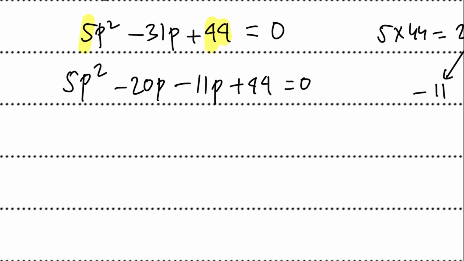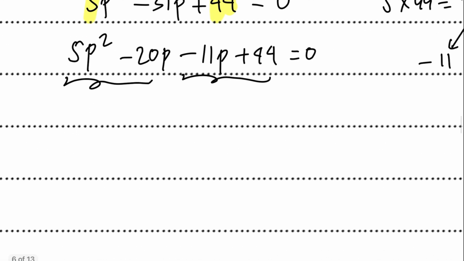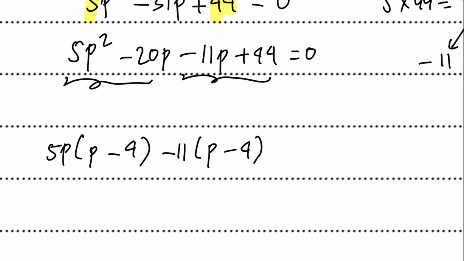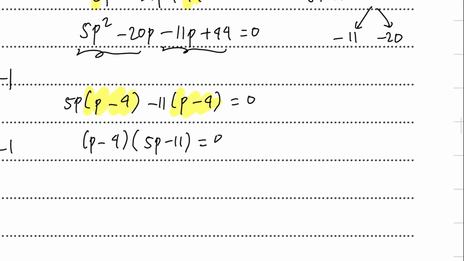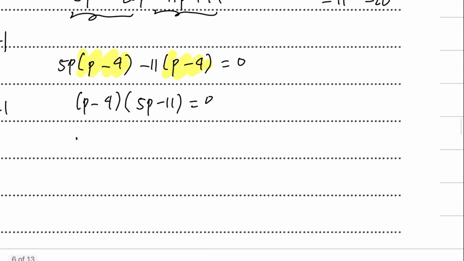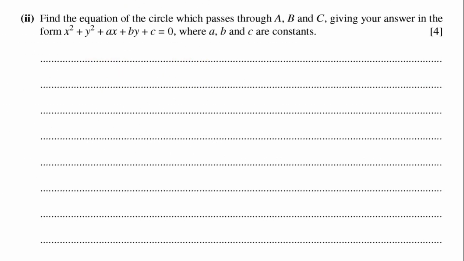Now, from here, we can just factorize this and this. So this becomes 5p in the bracket p minus 4. This one, you can take minus 11, and then p minus 4 equals 0. And both sides have p minus 4, so we can take out again p minus 4 times 5p minus 11 equals 0. Now, we have two values of p. The first one is p equals 4 or p equals 11 over 5. So these are our answers. Move on to the next part of the question.